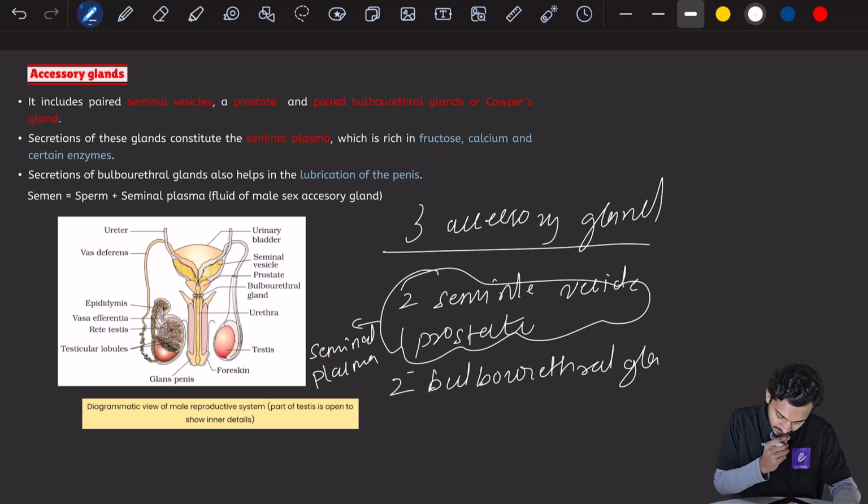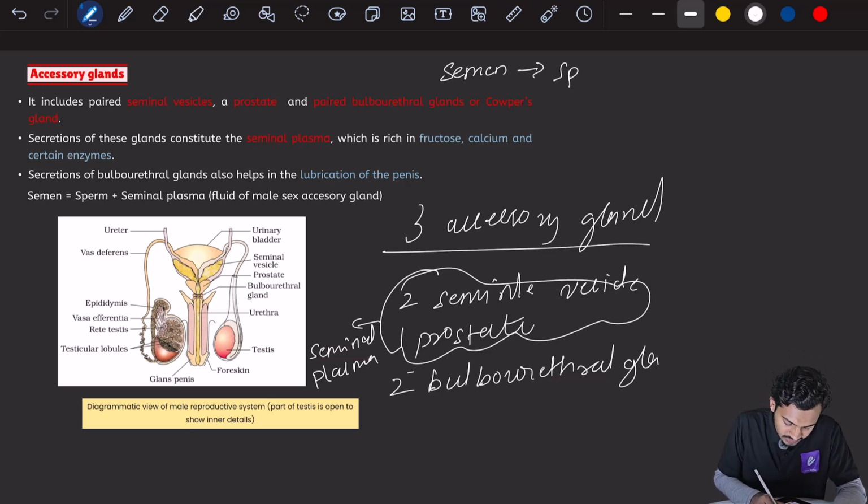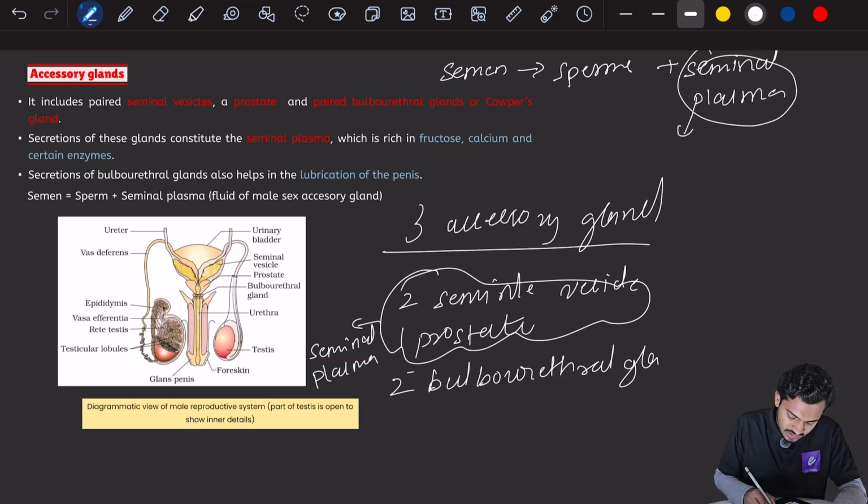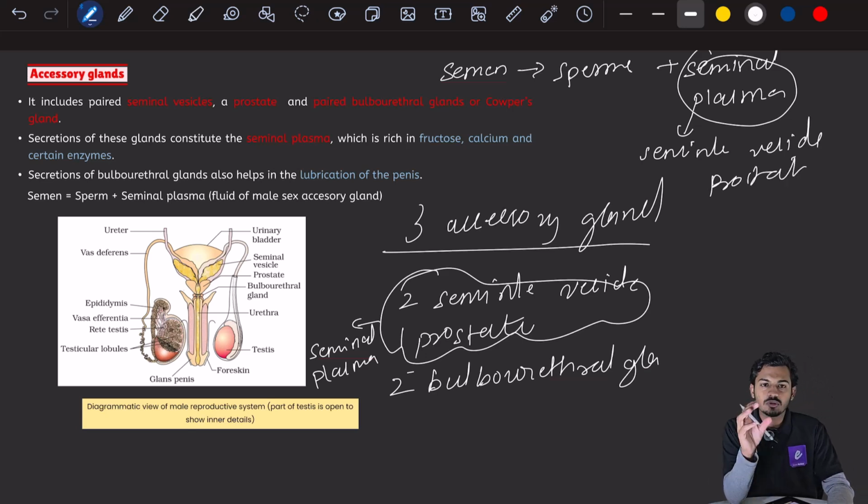Understood? सेमिनल प्लाज्मा क्या है? अगर आप इधर देखे तो जो ये सीमन है, the fluid semen, it has two things. One is the sperms, another one is the seminal plasma. अब ये जो seminal plasma है दोस्तों, this seminal plasma is secreted by seminal vesicle gland and prostate gland. सीमन के अंदर दो चीजें होती हैं, एक होते हैं स्पर्म्स, गैमीट्स, और उसके साथ होता है सेमिनल प्लाज्मा, द फ्लूइड पार्ट. So this seminal plasma, the fluid part, is secreted by seminal vesicle and prostate gland.